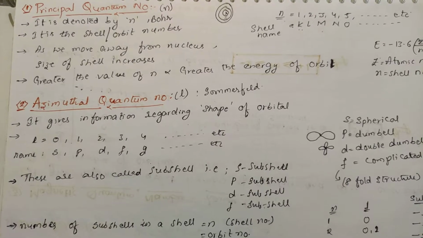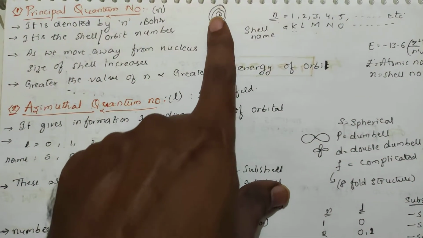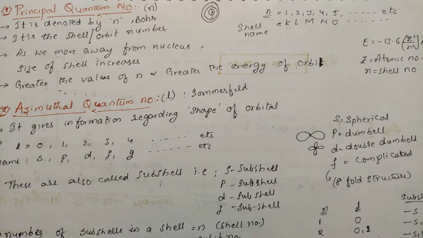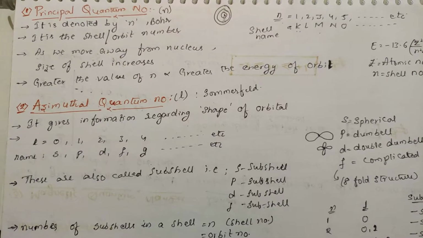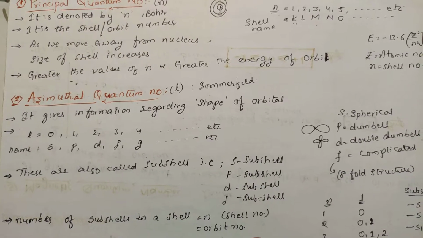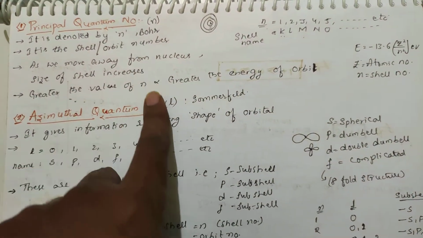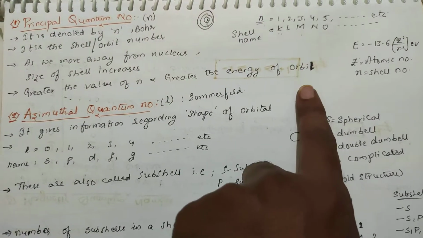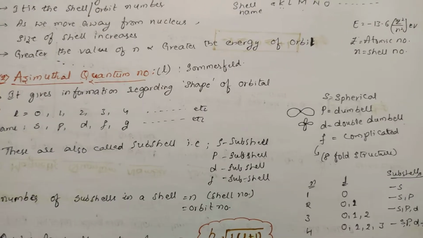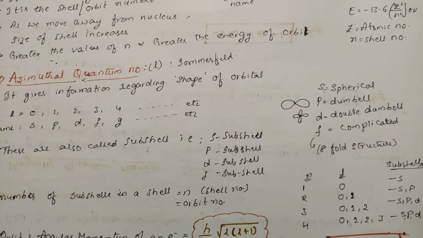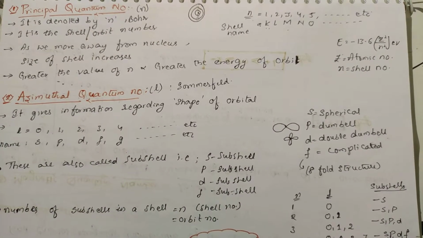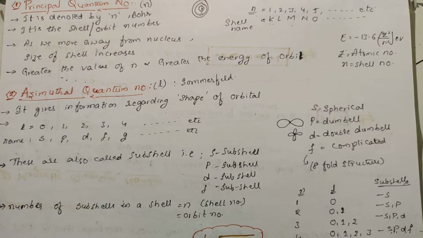He says that if we move away from the nucleus, from the center of the atom, the size of the orbit goes on increasing. And greater the value of n, the energy of the orbit also goes on increasing. Already you have calculated energy. The first one is minus 13.6 electron volts. The second one you will get something like minus 3.4 electron volts. As you move away from the nucleus, the orbit energy goes on increasing.